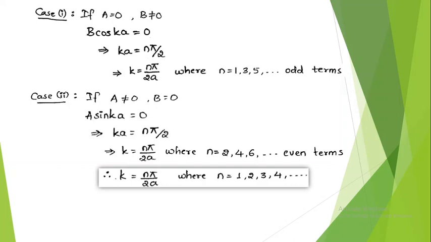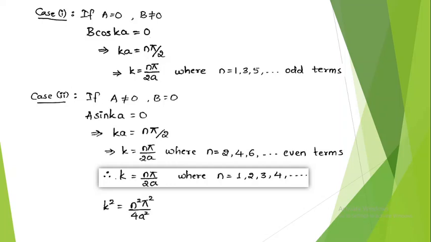So we can just write it in general that K will be equal to n pi by 2a, where n is all natural numbers. Here we are not taking n equal to 0, because if n is equal to 0, there is no meaning for the wave function, because the total wave function is going to vanish, which means the particle is having just 0 energy, which is not possible, because the particle will not be at rest within the square well. It is having certain kinetic energy. So by using this equation, we can find out the energy eigenvalue also.